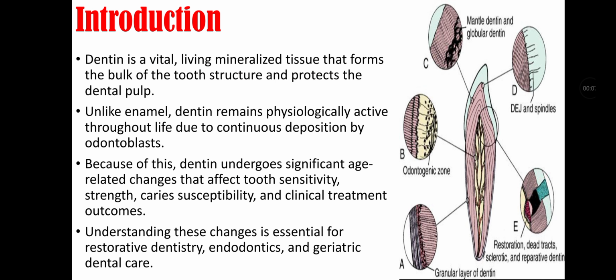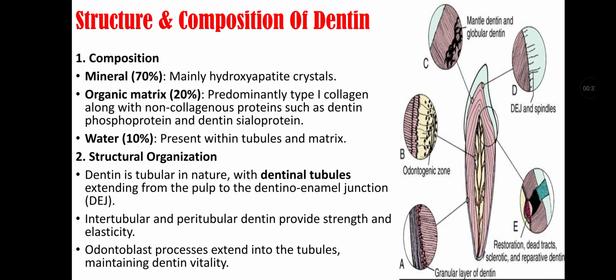So let's start our topic with introduction. Dentin is a vital living mineralized tissue that forms the bulk of tooth structure and protects the dental pulp. Unlike enamel, dentin remains physiologically active throughout life due to continuous deposition by odontoblasts. Because of this, dentin undergoes significant age-related changes that affect its sensitivity, strength, caries susceptibility, and clinical treatment outcomes. Understanding these changes is essential for restorative dentistry, endodontics, and geriatric dental care.